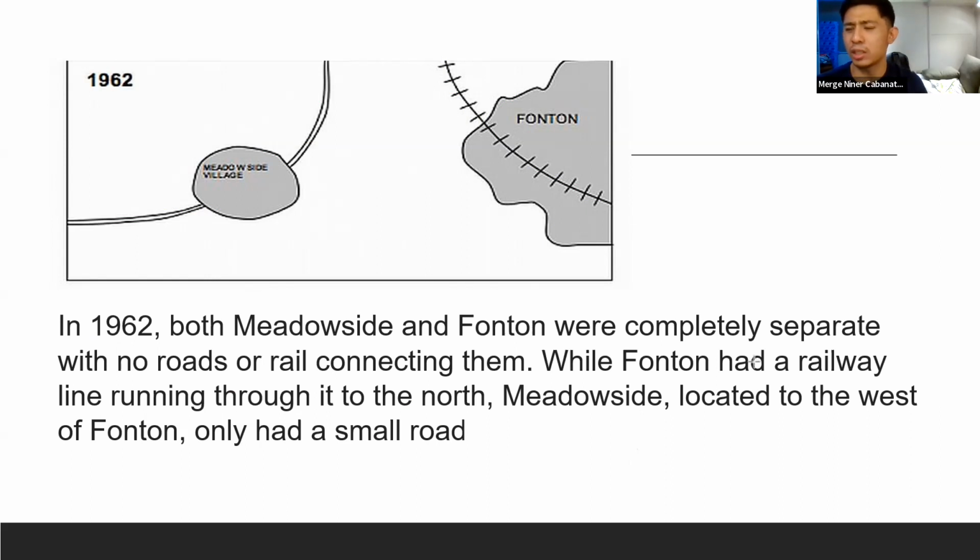There's not much to present in 1962 because literally that's it. You have Meadowside in the west. You have Fontan. You're separated. You have railway line for Fontan. You have a small road for Meadowside Village. They both go towards the north. And that's it. This is the specific detail for 1962. That's how you present it.